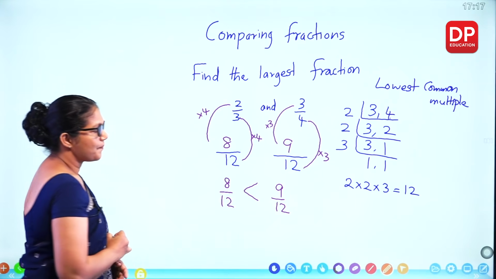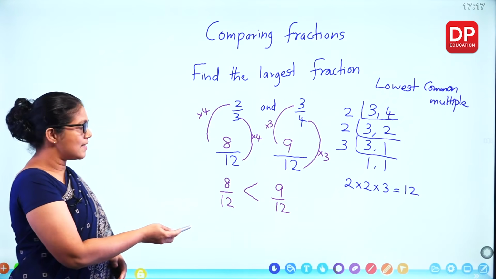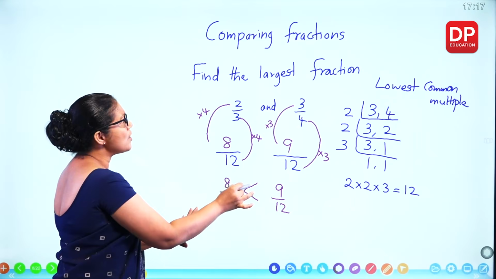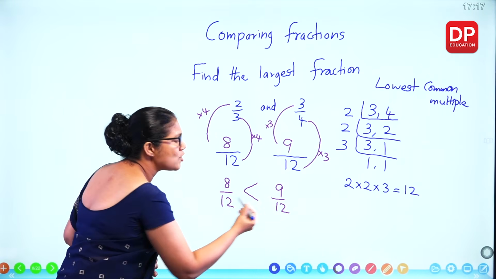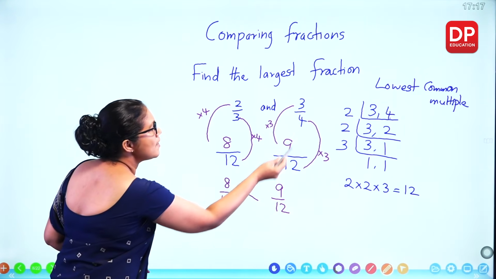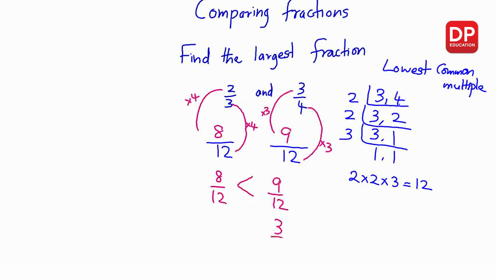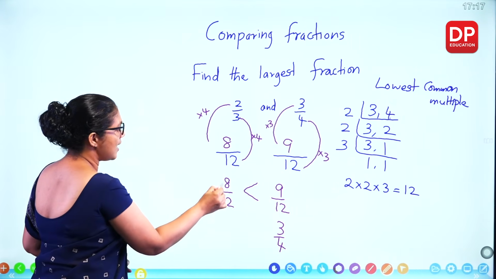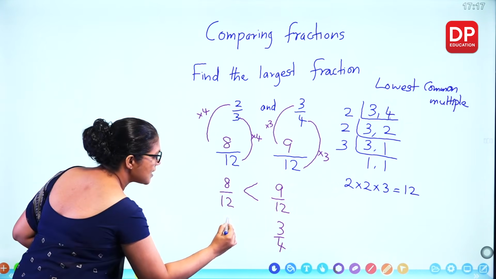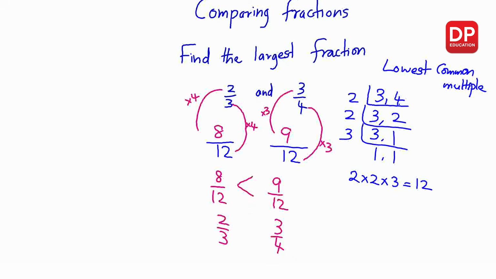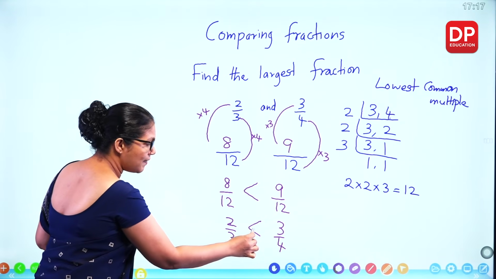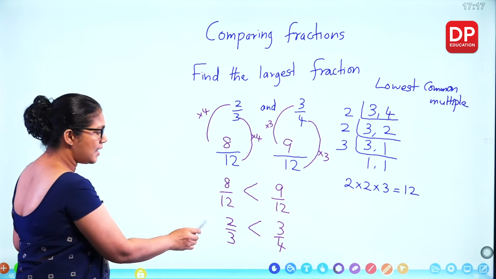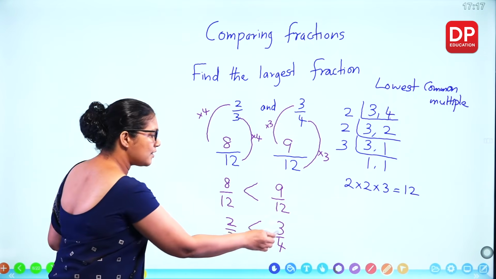But you can't keep the answer like this because this is not what was given. The question asks how you compare these two. So what does 9 twelfths mean? 9 twelfths relates to 3/4. What does 8 twelfths mean? 2/3. So here we can say 3/4 is bigger than 2/3. Or you can write 2/3 is smaller than 3/4. When you are reading from the left side, we say 2/3 is less than 3/4.